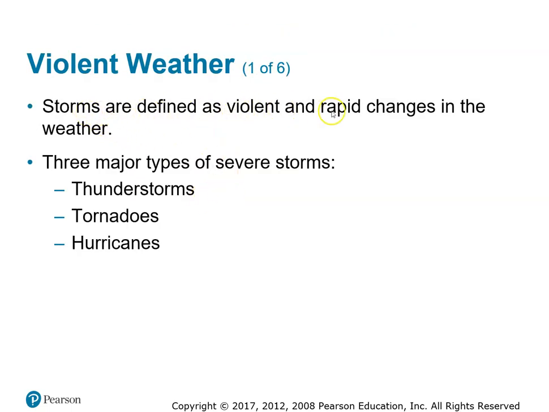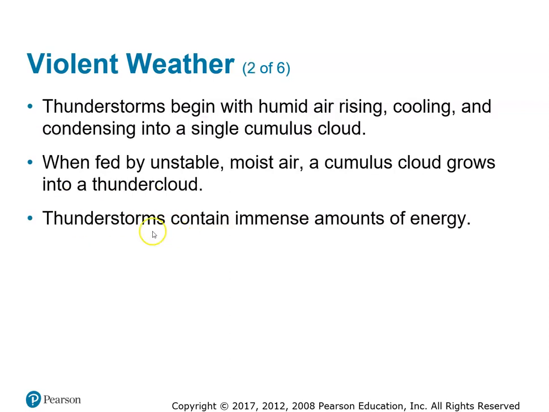Storms are defined as violent, rapid changes in weather. The three major types, of course, are thunderstorms, tornadoes, which are cyclones. Well, cyclones, I guess, are both tornadoes and hurricanes. Anyhow, we'll talk about each.